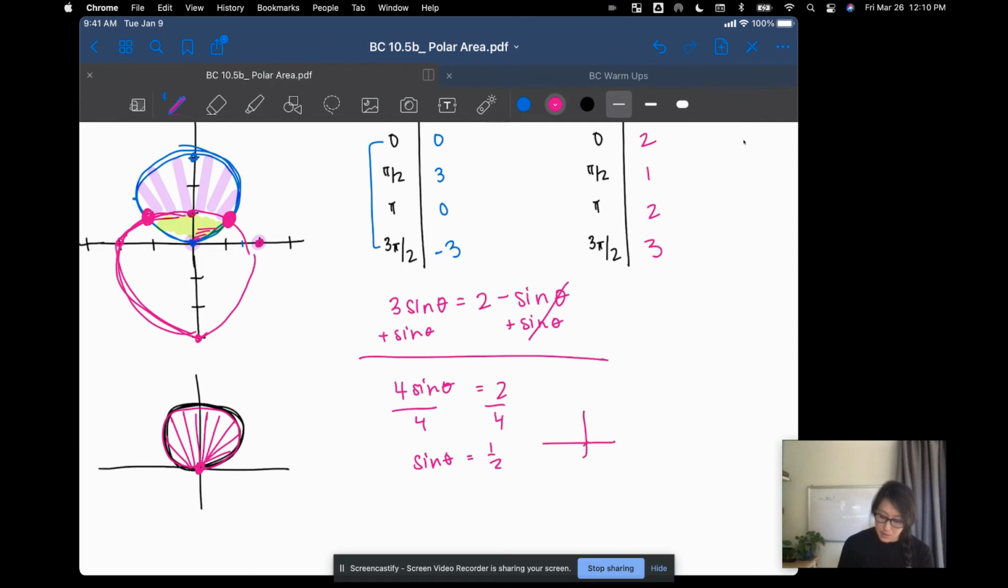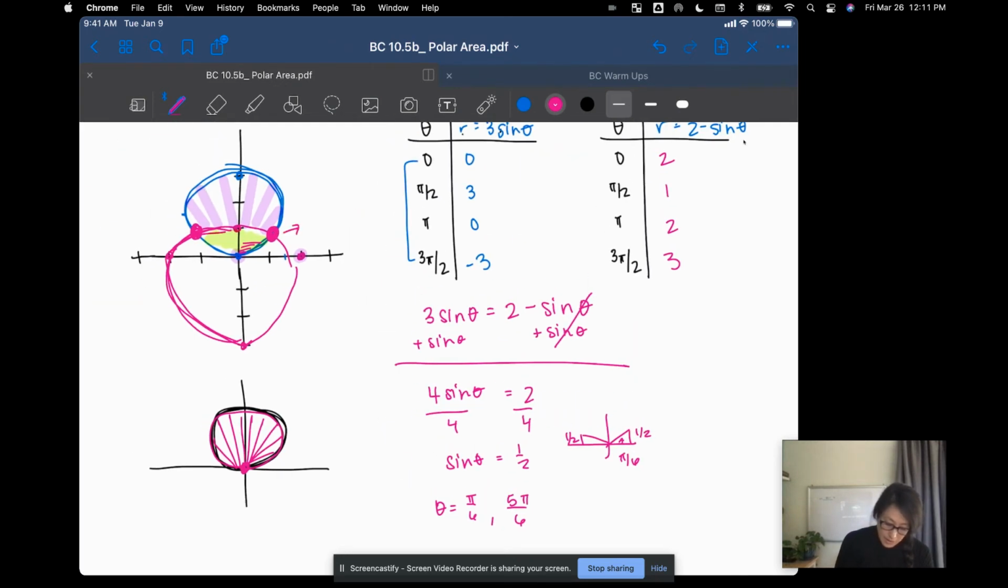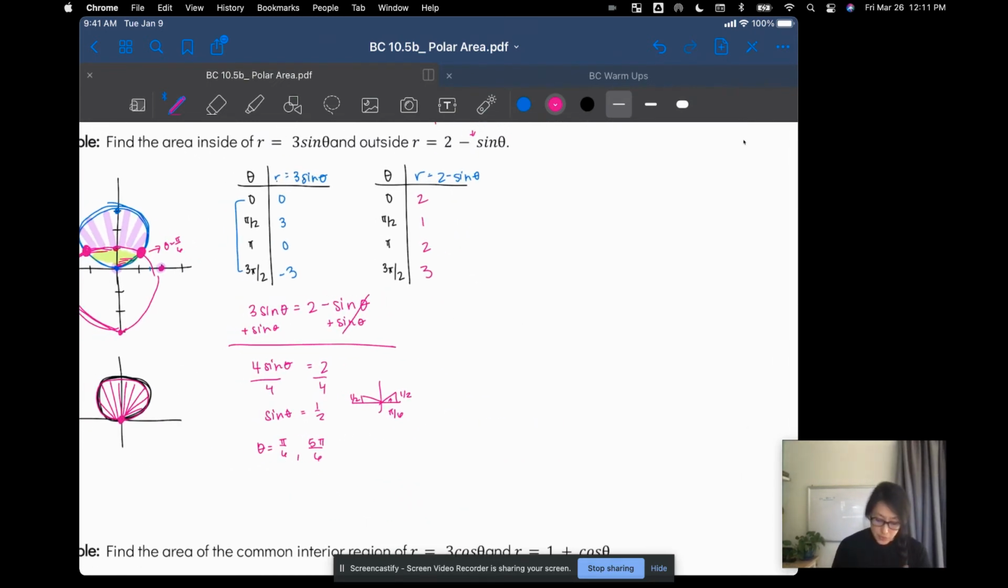I know sine theta is positive in the first and the second quadrants with a reference angle of pi over 6. Okay, so that means that theta is going to give me a sine ratio of 1/2 when theta is equal to pi over 6 and 5 pi over 6. All right, so the intersections happen at theta is equal to pi over 6 and 5 pi over 6. That's our bound for the integral then.